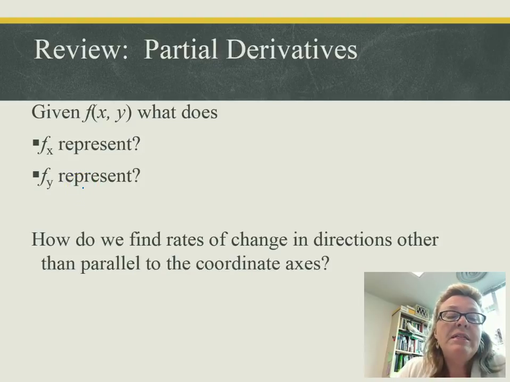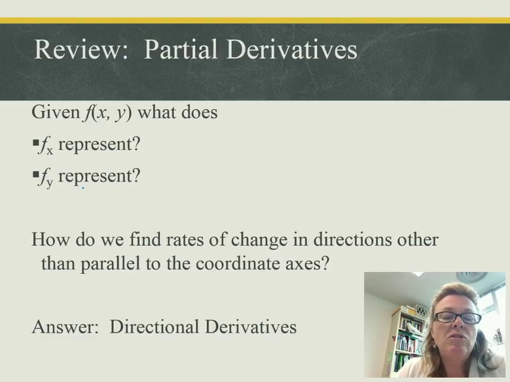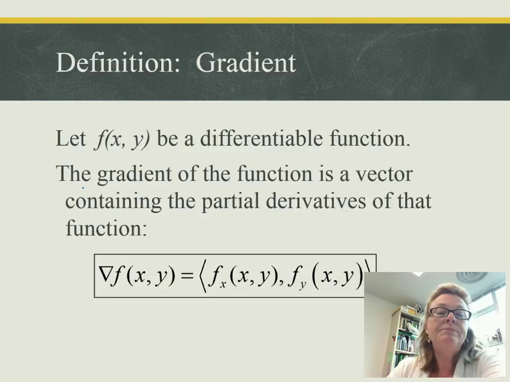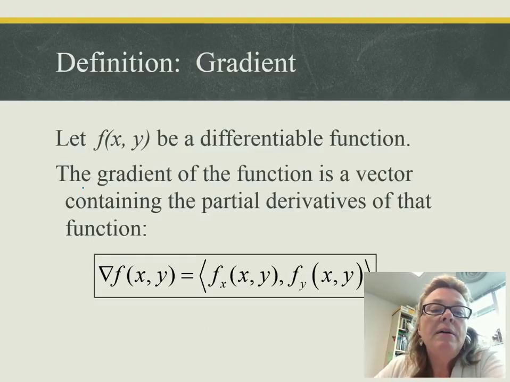So the idea is, how do we find rates of change in directions other than those that are parallel to the coordinate axes? And the answer to that is we use something known as the directional derivative. We'll talk about the directional derivative a little more in a little bit, but for now we're focusing on the partial derivatives and how they can be relevant to what we're doing. So the first thing I want to show you is the gradient.